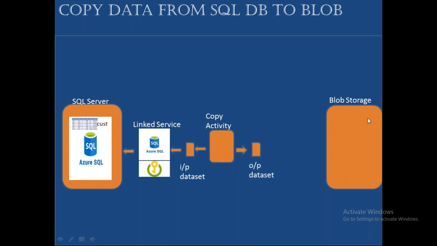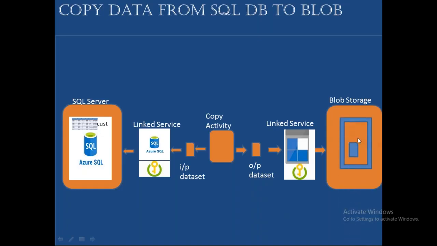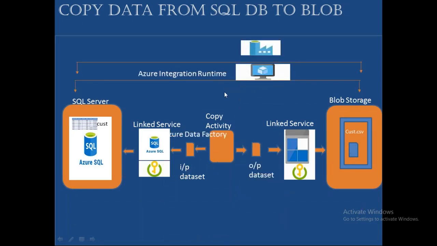To put this data in a folder in blob storage, you need access. That's why you need to create one more linked service to your blob storage. Once you create the linked service, inside you will have folders. In that folder you can put this custom.csv file. The customer table I am loading as custom.csv. So who is going to do all these things? Azure integration runtime. Who will manage all these things? Azure Data Factory is going to do it. This is a simple copy activity, whatever we have inside that activity, inside that overview diagram.